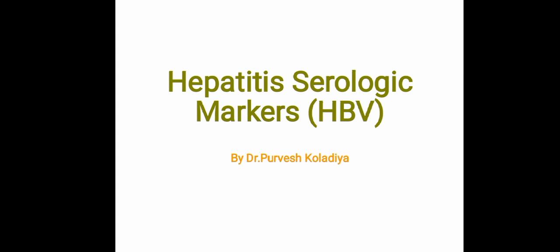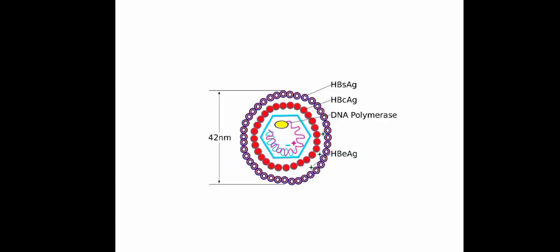Okay, so first of all we're gonna see about hepatitis B virus structure. So this is the structure of hepatitis B virus. Can you see this outer membrane? This is the surface, this inner red one is the core, and between them there are star shaped things. Can you see this star shaped thing? That is the envelope, right? So surface, core, and envelope.